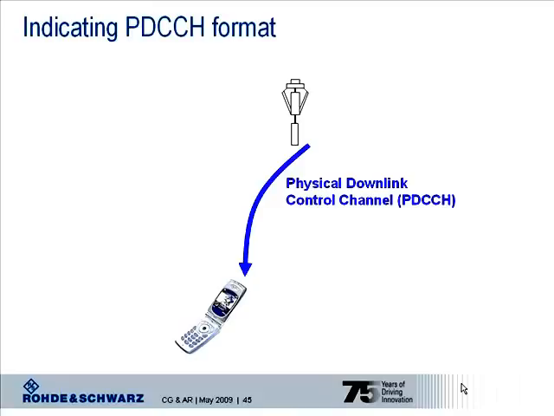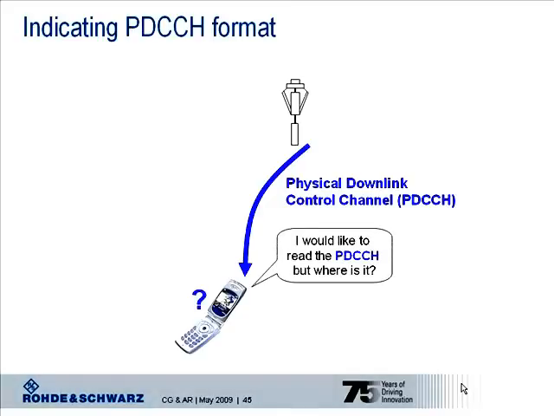But of course, there might be more than one UE in a radio cell, and all of them need to be addressed with control information once in a while. Therefore, the amount of resources, meaning how many OFDM symbols in the beginning of a subframe are occupied by the physical downlink control channel, might differ. The UE needs to be informed about that. This information is provided to the UE by another channel, the so-called Physical Control Format Indicator Channel.